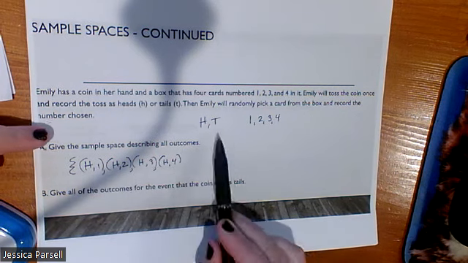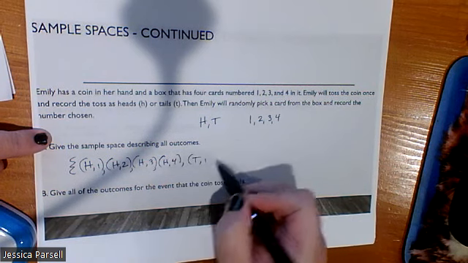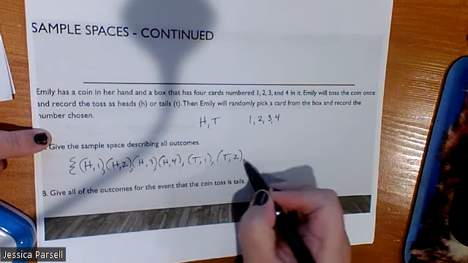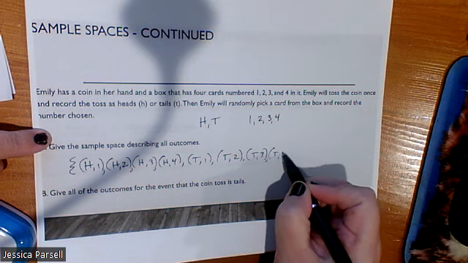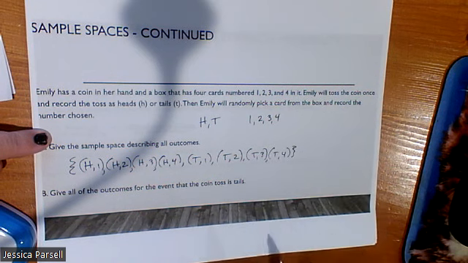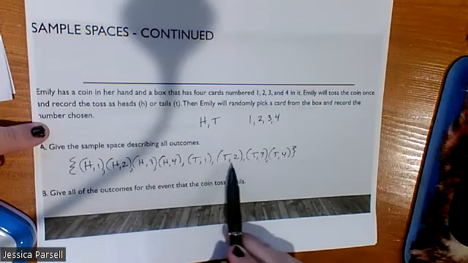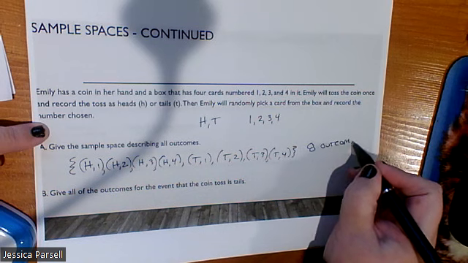She also could, let's work with the tails, get a tails and a 1. I think you know where this is going. A tails and a 2. A tails and a 3. And a tails and a 4. Okay, so we've got 1, 2, 3, 4, 5, 6, 7, 8 outcomes. Okay, 8 outcomes.